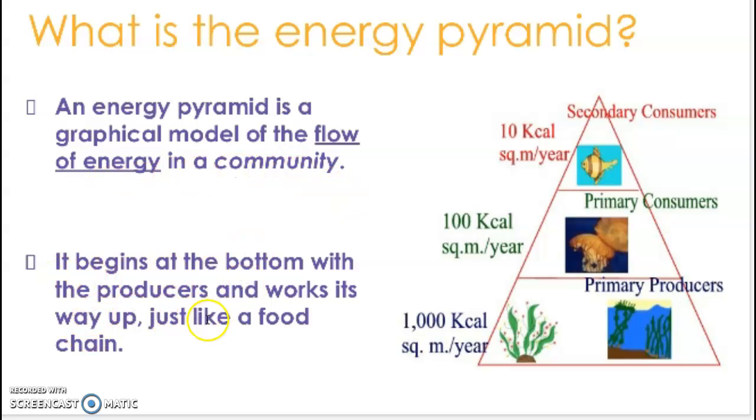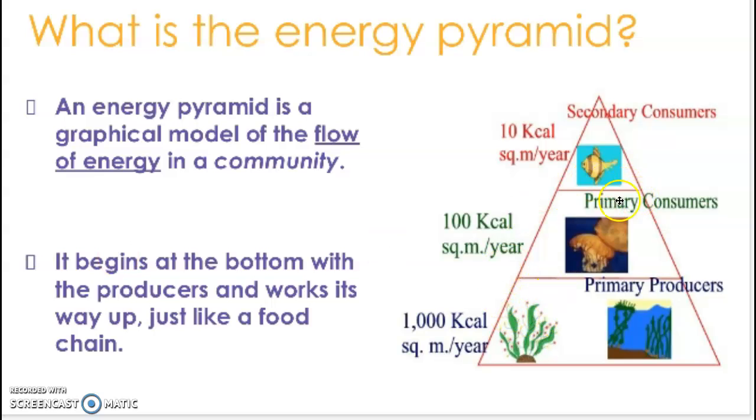It begins at the bottom with producers. So you have your primary producers, which are your plants, the organisms that make their own energy through photosynthesis, and then it works its way up just like a food chain does. As you can tell, the primary producer has the most energy, measured in kilocalories per square meter a year. That's how much energy it provides per year, and only 10% of that energy is transferred over to the primary consumers, and then 10% of that is transferred over to the secondary consumers. So we call this the 10% rule.